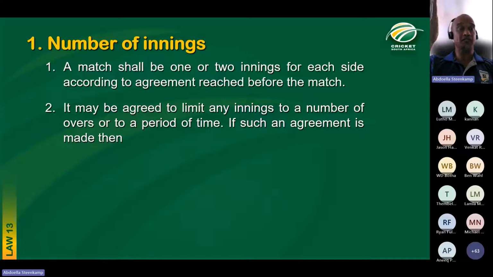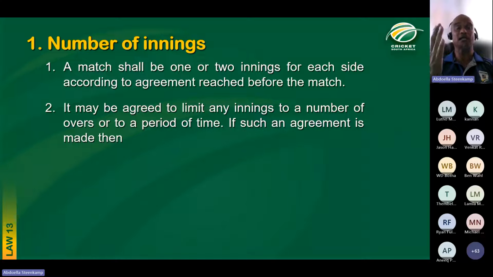So let's say Saturday, the 1st of December, will be day 1. And the following Saturday, the 8th of December, will be day 2. So what the playing condition said is that when it comes to the first innings, it is limited to 60 overs per side.